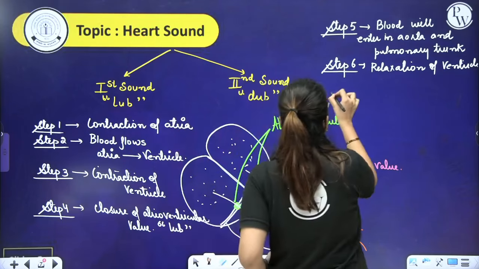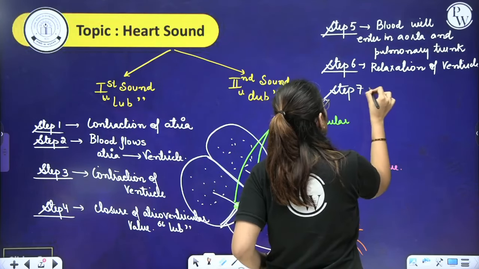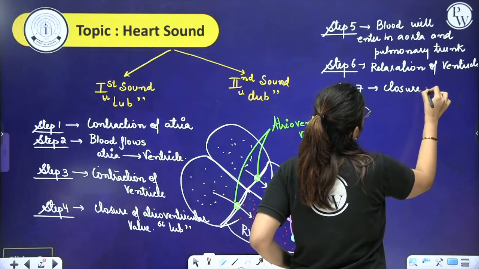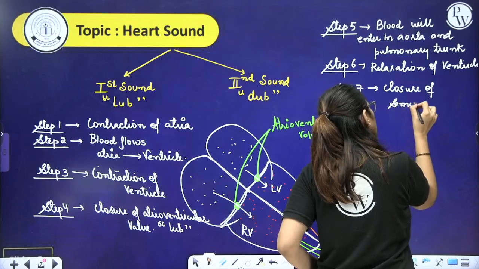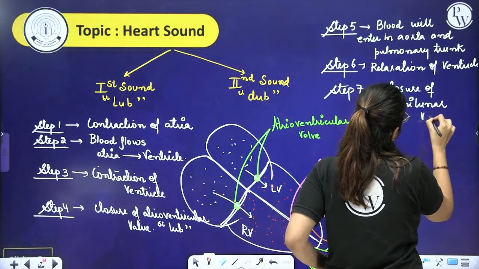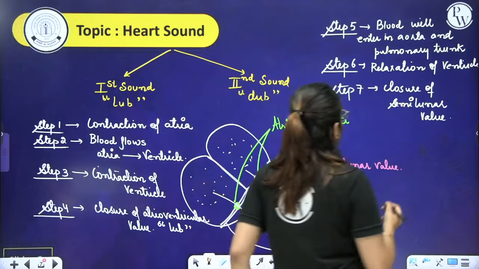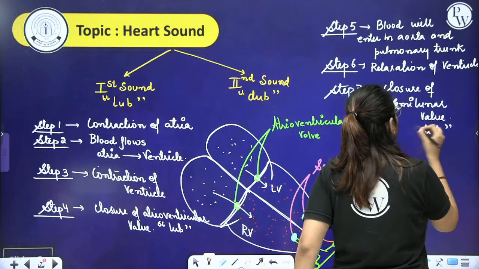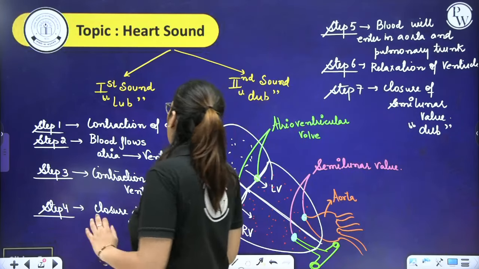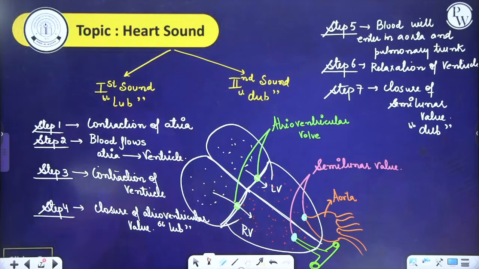Now what is the next step? Step number 7. Closure of the semilunar valve. And when there is closure of this semilunar valve, a sound is produced. And what is that? That is dub. Will you remember now? Hope you will not forget how these heart sounds are produced. And yes, they are of very important significance. If anyone is facing any problem related to the heart, the first thing is that the heart sound is checked with the help of a stethoscope. If there is any heart murmur, so hope it is clear.